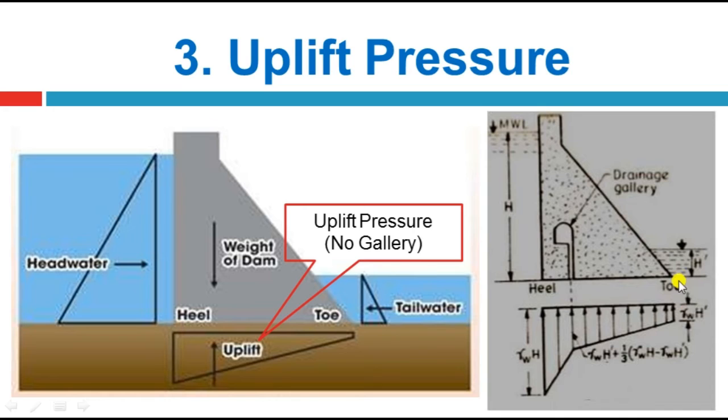First we have to use gamma into H, H dash, that is the tail water pressure. And if you want to find that component, we have to put the formula gamma into h dash plus 1/3 of gamma into h minus gamma h dash. That is the formula when the drainage gallery is provided. Otherwise, the diagram is sloping.